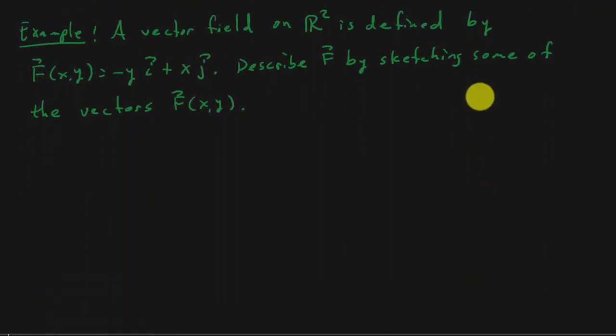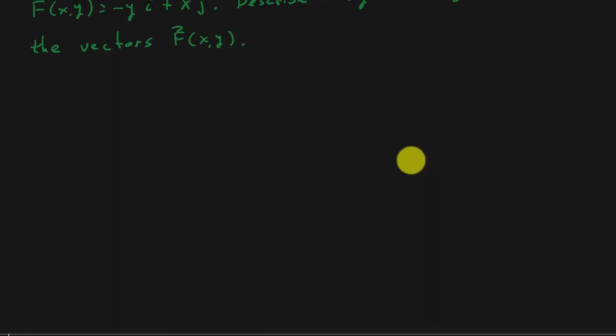All right, so let's look at an example. It says a vector field on R2 is defined by f of x, y is equal to negative y i plus x j. Describe f by sketching some of the vectors f of x, y. All right. So to do that, let's make a table. We've got a point x, y, and then we will have our vector function f of x, y.